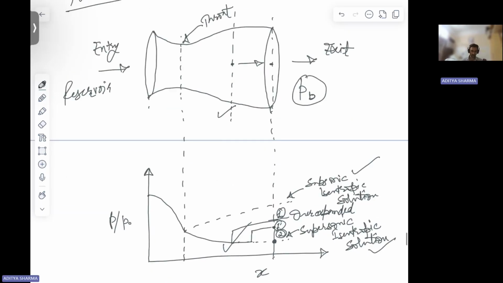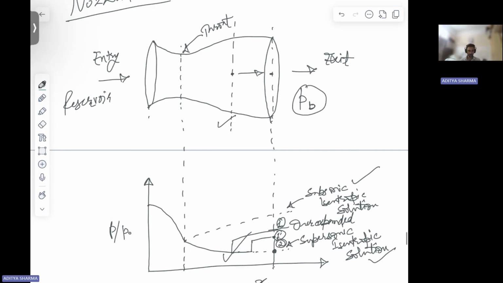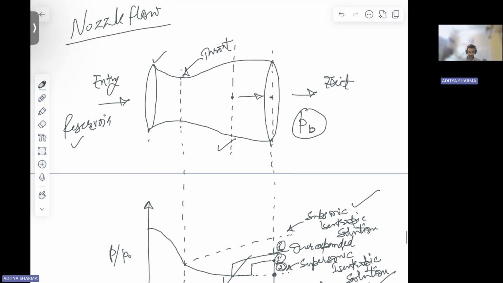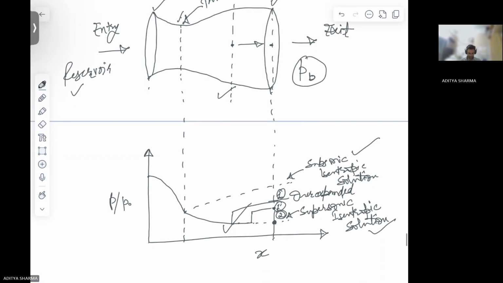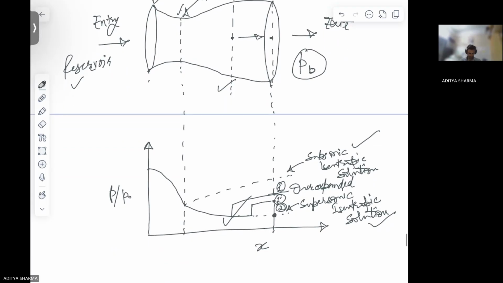So we can understand it from this diagram. Okay, so this basically is a convergent divergent nozzle where here we have the reservoir. Then this is the entry of the nozzle. This is the throat. Then we have the divergent section, and this is the exit. Okay.